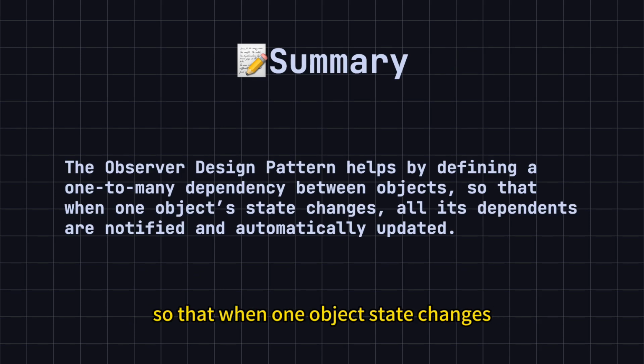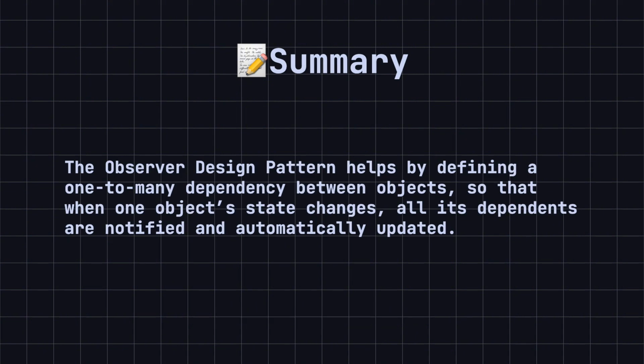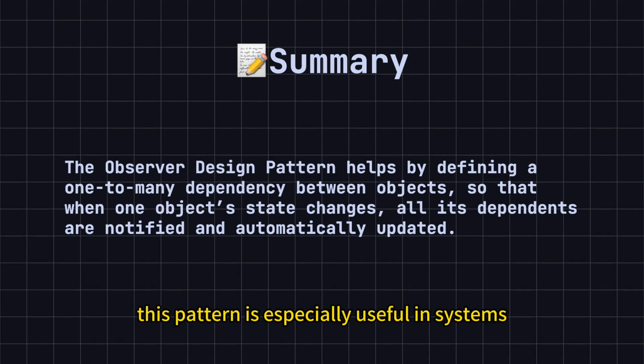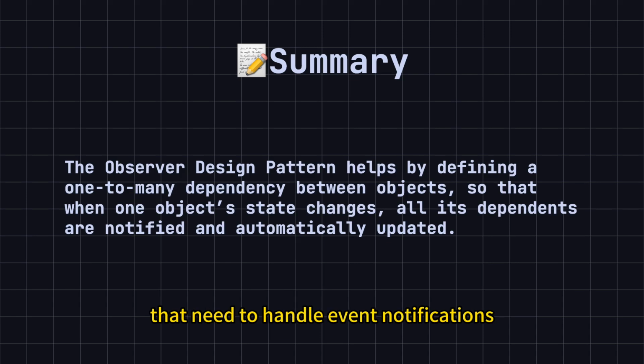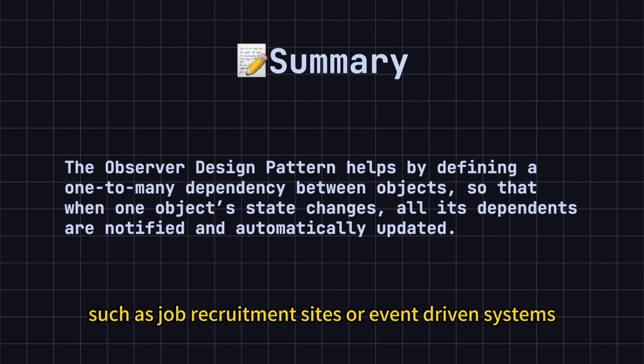To wrap up, the observer design pattern helps by defining a one-to-many dependency between objects, so that when one object's state changes, all its dependents are notified and automatically updated. This pattern is especially useful in systems that need to handle event notifications, such as job recruitment sites or event-driven systems.